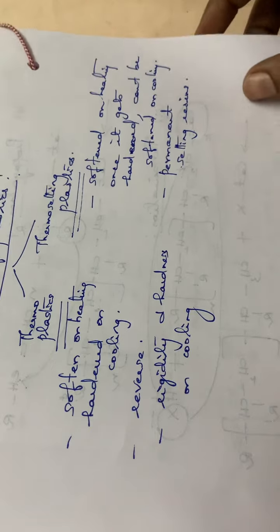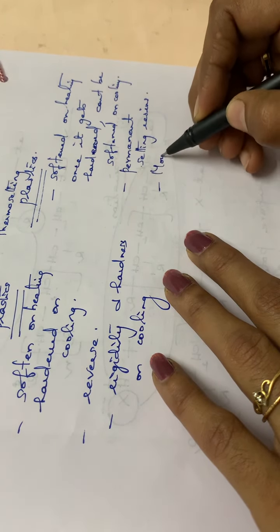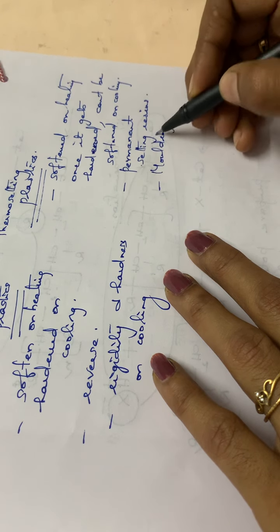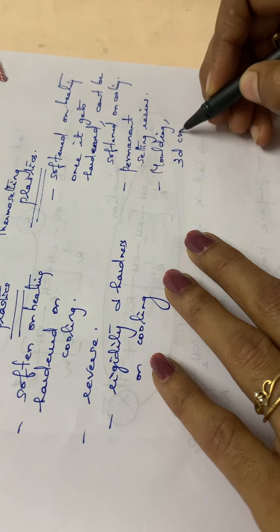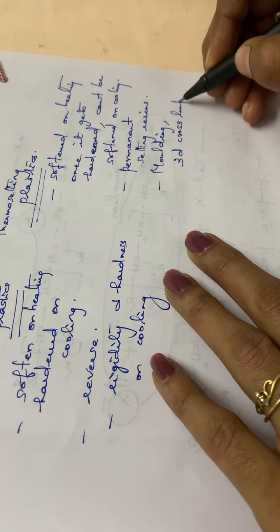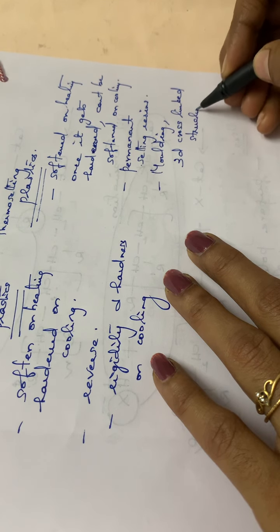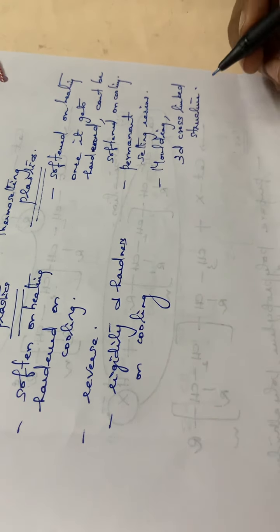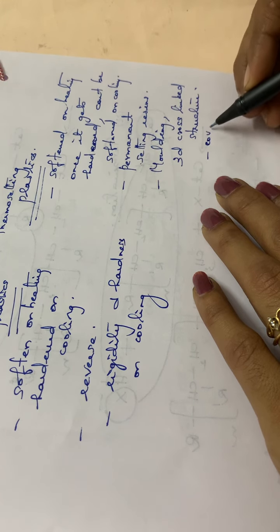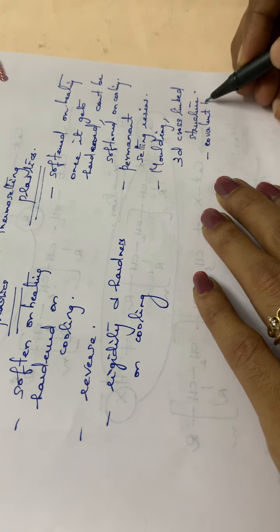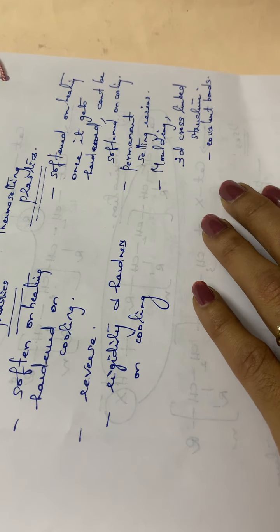And also, during the process of polymerization, or during the molding process, they will be having a three-dimensional cross-linked structure. Okay, and this three-dimensional cross-linked structure will be formed with the help of covalent bonds.